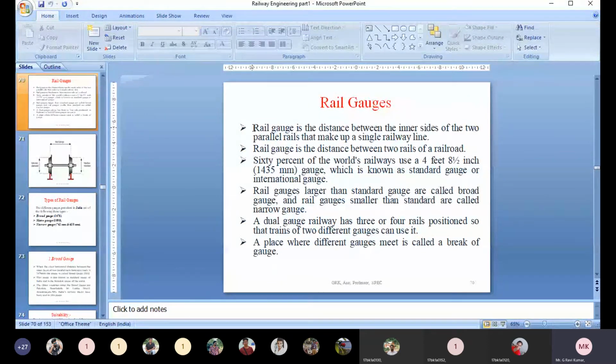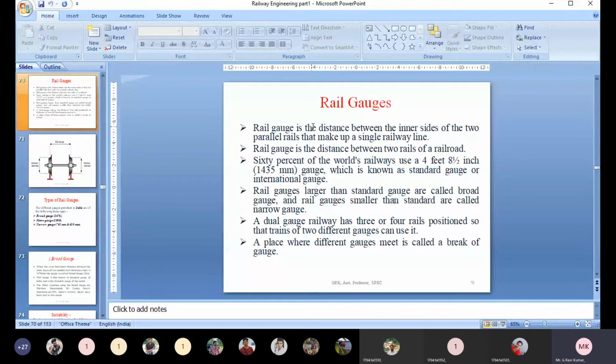This is the most important definition we should remember. Rail gauge is the distance between the inner sides of two parallel rails. That is nothing but rail gauge, or gauge distance. Understand? It means sleeper spacing is the center to center distance between two successive sleepers, and the distance between the inner sides of the two parallel rails is called gauge distance. Understand?